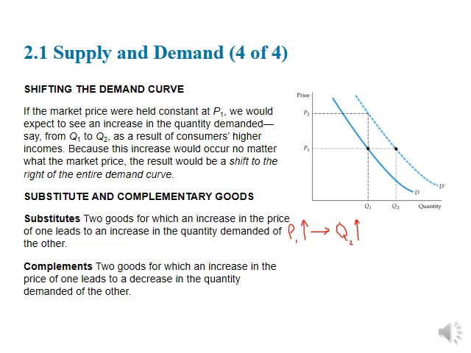Complements are 2 goods where an increase in the price of one leads to a decrease in the quantity of the other, Q2 down. So here we might think if the price of peanut butter goes up, we demand a smaller quantity of jelly.